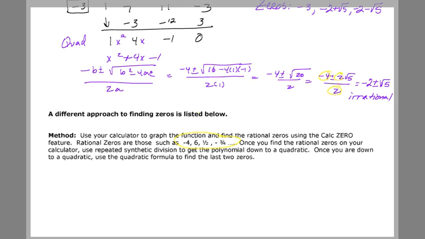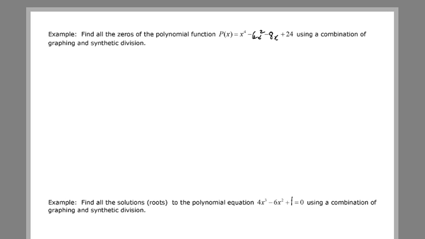Okay, well, let's use this approach to work on this next problem. So let's find the zeros of a polynomial function given in this format using a combination of graphing and synthetic division. First, let's notice the degree. If the degree in this case is 4, that tells me I'm looking for 4 zeros. That's always going to be the case. The degree tells you how many you're looking for.